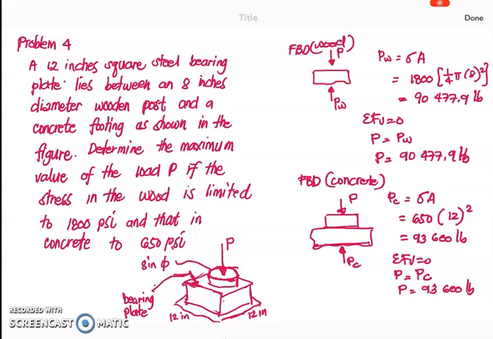P is equal to P sub C, which is equivalent to 93,600 pounds. So we have now two values for P. We're going to select which one is the maximum value of the load P. Our selected value for P is our safe load. Since we're talking about safe load, we choose the smaller value, which is 90,477.9 pounds, or simply 90,478 pounds.